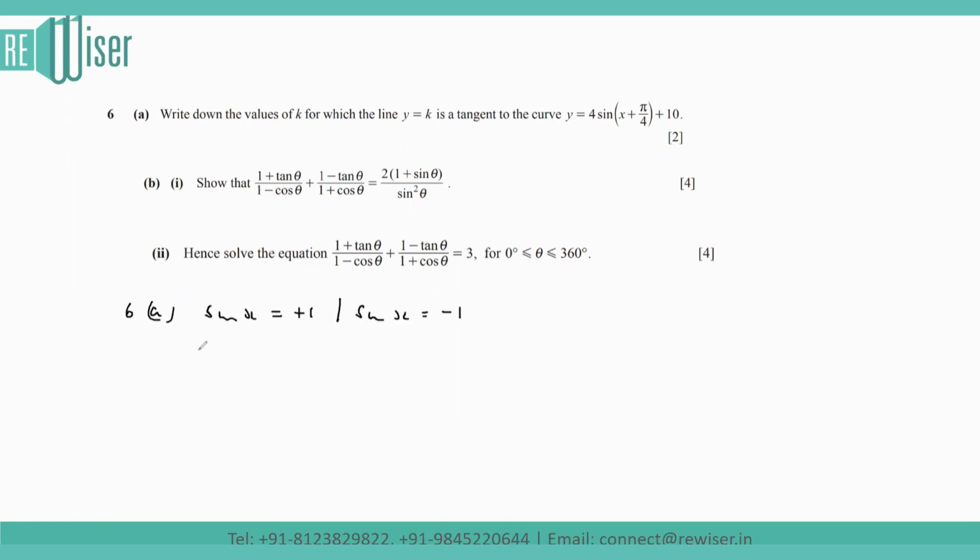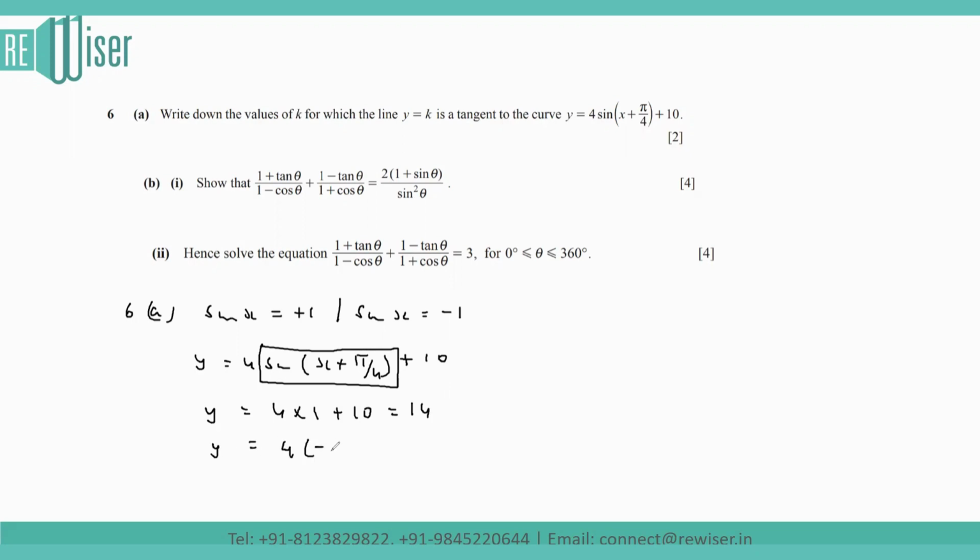So if I'm writing the equation y equals 4 sin(x plus pi by 4) plus 10, if the max value of sin(x plus pi by 4) is plus 1, the value of y that we get is 4 into 1 plus 10, which is 14. And if the minimum value of sin(x plus pi by 4) is minus 1, the value of y is 4 into minus 1 plus 10, which equals 6. So k will have two values. One is 14 and the other one is 6.